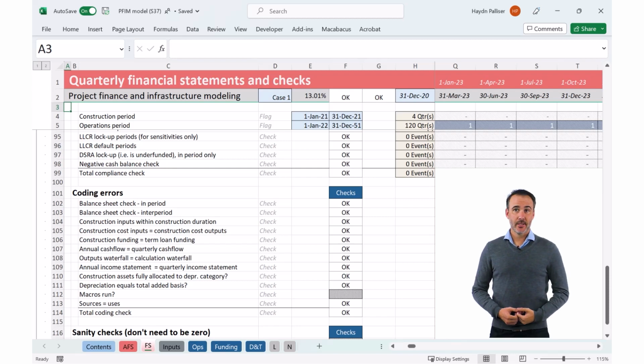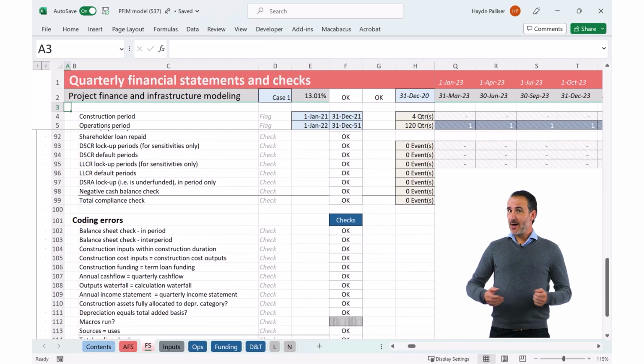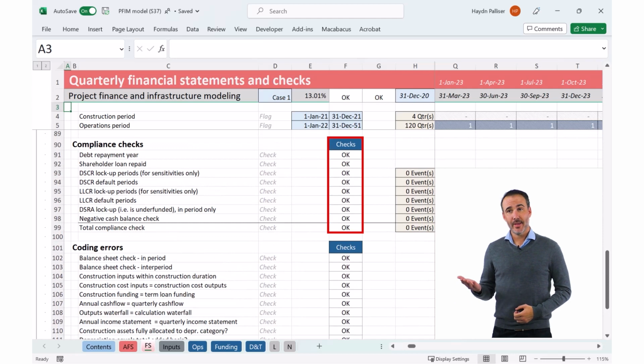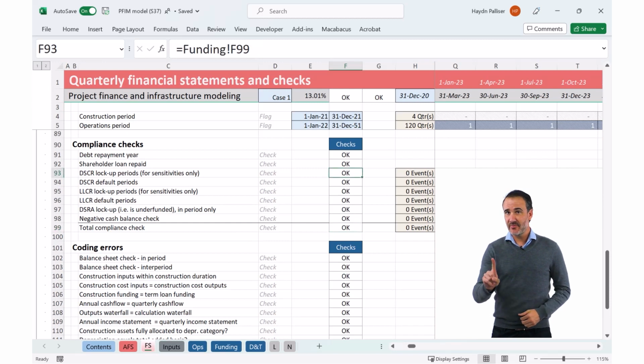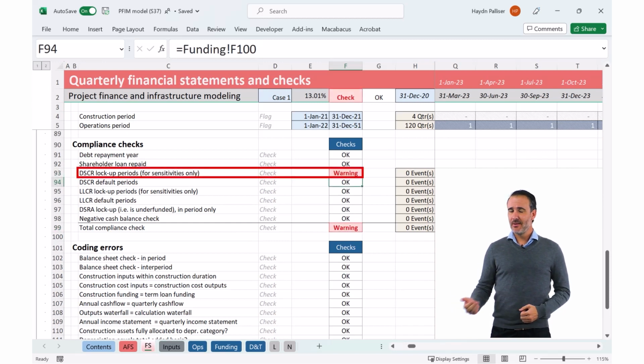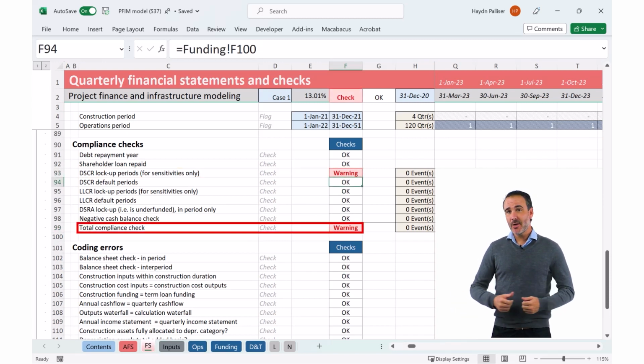Here is how the checks flow through a model. Right now, the checks in our model show OK. This means the model is working as intended and no checks are failing. The total compliance check here is OK because all of the checks in the compliance section are OK. If even one of the checks fails, like now, then the master check will fail.